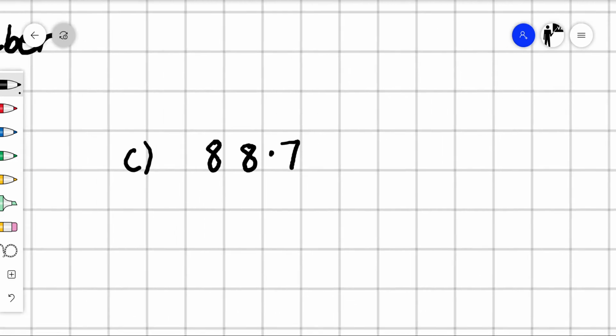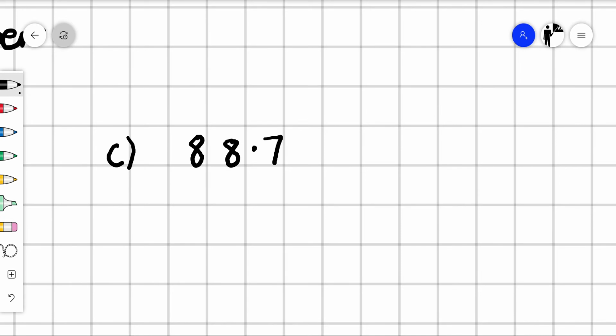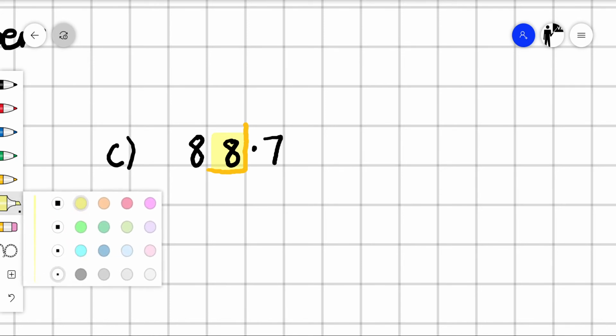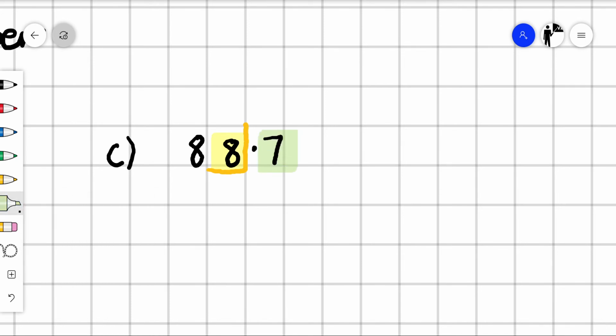Now look at example C, 88.7. We want to round this to the nearest whole number, i.e. the nearest unit. Okay, so I'm going to put a backwards L on this number here. So it is this number here that will stay the same or go up by 1 depending on this number here. So the 8 will stay an 8 or become a 9. And hopefully you can see that because this number here is bigger than 5, it's going to go up to 9. So my answer is 89, because 88.7 is closer to 89 than it is to 88.